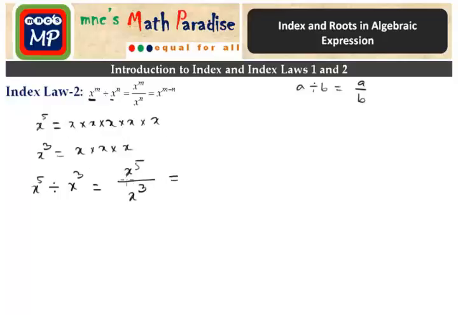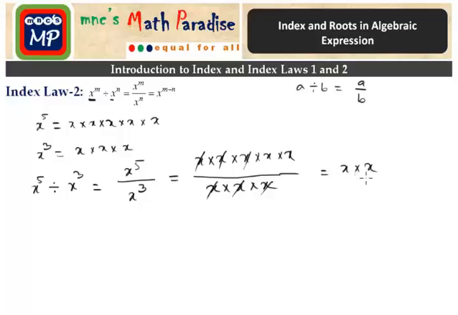and we know from this definition that x to the power 5 means multiplication of x 5 times. So x times x times x times x times x, 5 times, 1, 2, 3, 4, 5, and x to the 3 from this definition we know it's multiplication of x 3 times. So x times x times x. Now if we cancel similar x's from numerator and denominator, in the numerator we will get x times x, and in the denominator it will be divided by 1. That means at the end of the day we are getting x times x.